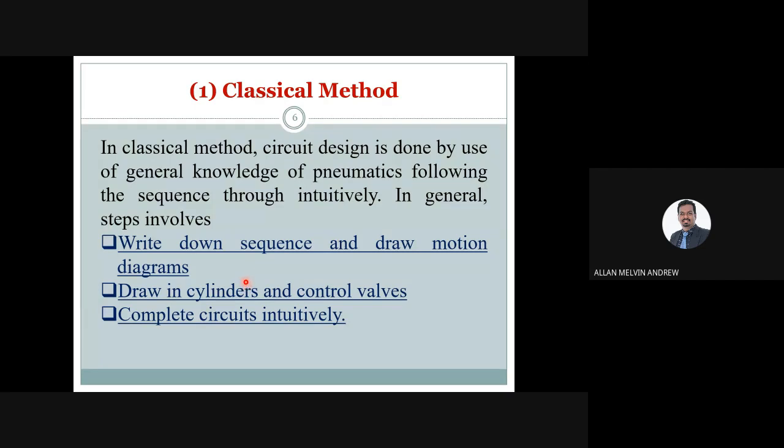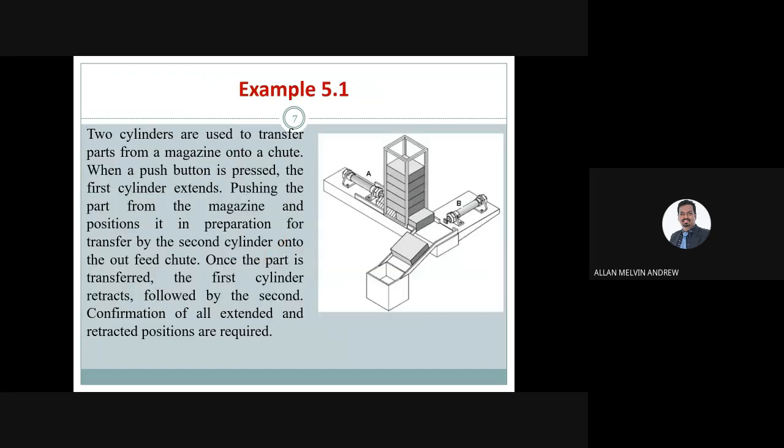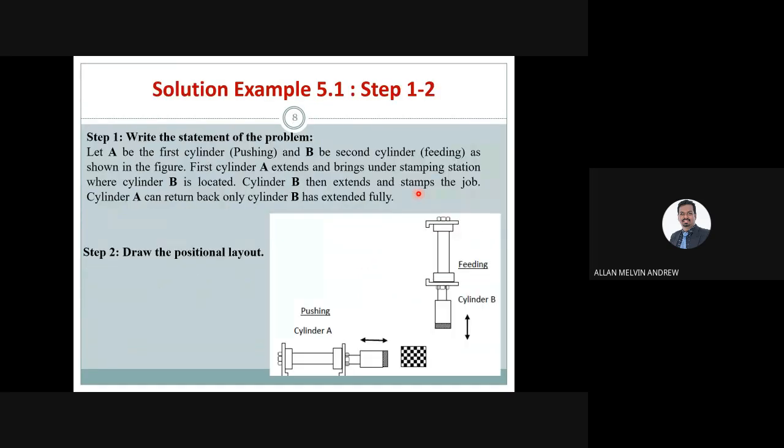Especially when drawing the valve, the arrow may not be right, or maybe you don't have the compressed air input and also the exhaust, or you forget to draw another part. All these things you need to be careful about. Example 5.1 is a simple two cylinder case, more on the packaging side, feeding. How do you solve it using the classical way?